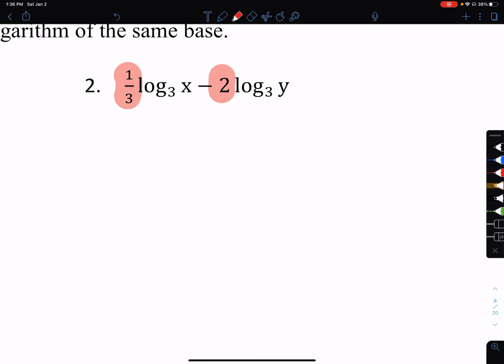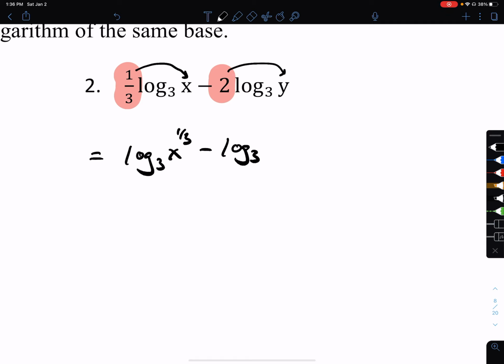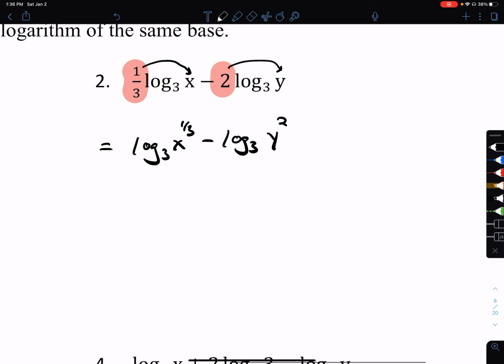If we use the power property, we can write those coefficients as exponents for the arguments. So this could be log base 3 of x to the 1/3 minus log base 3 of y squared. Now we could write this as one logarithm: x to the 1/3 divided by y squared. We fulfilled the directions, which were write this as a rational number, which we can't, or as a single logarithm with the same base, which we did.